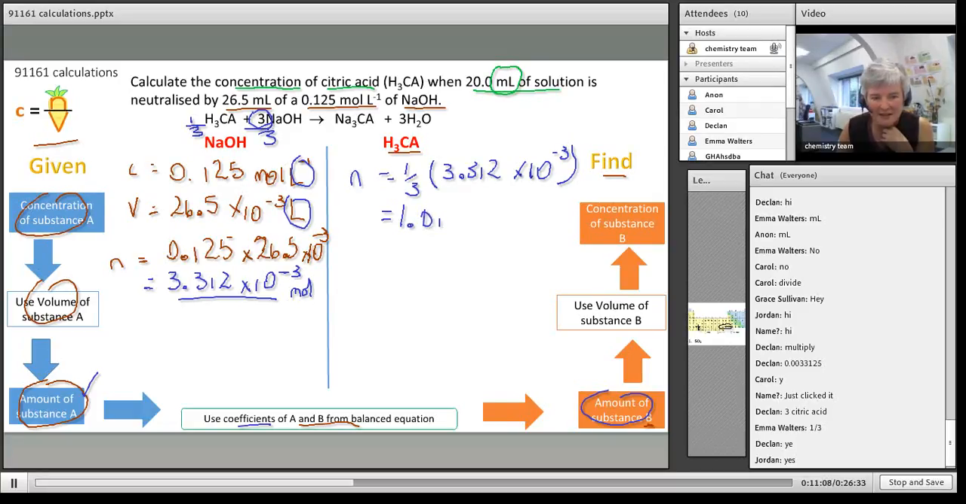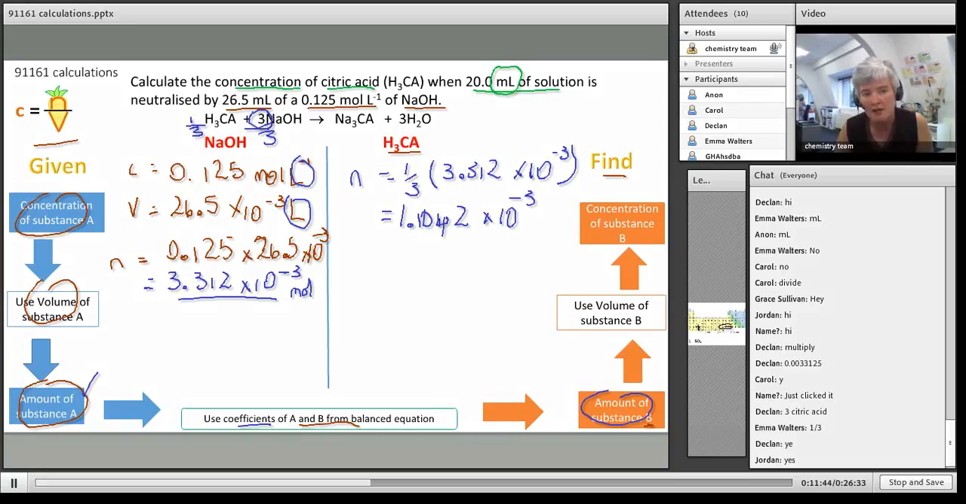I must admit it's gone again. I'll just make it 1.1042 times 10 to the minus 3. So I know now my moles of citric acid. So this, as I say, is the first time where we haven't had to double, where we've had to divide.